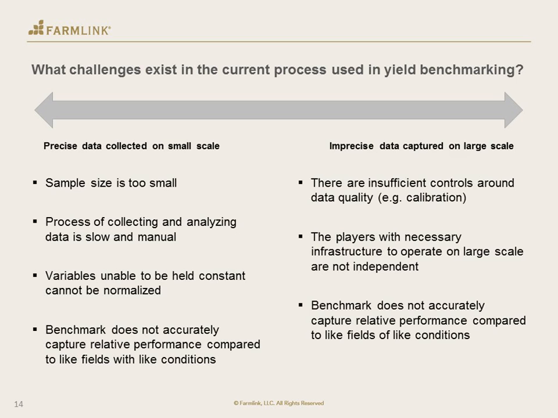For the local agronomist and farmer, the sample size is too small. Collecting and analyzing data can be a slow and manual process. There may be an inability to properly normalize all of the uncontrollable variables. For the major company, controls aren't in place to ensure data quality. Calibration issues can come up. In the end, this means that the benchmark is not comparing like fields with like conditions, and the accuracy and value of the benchmark can decrease.